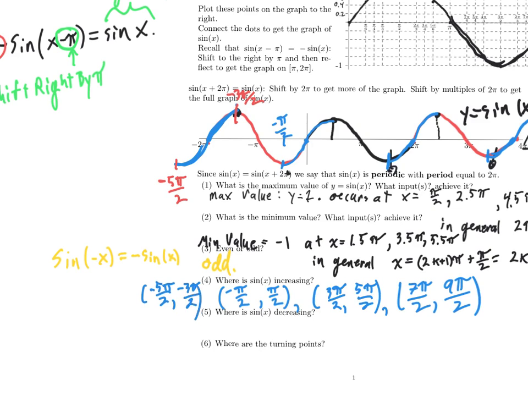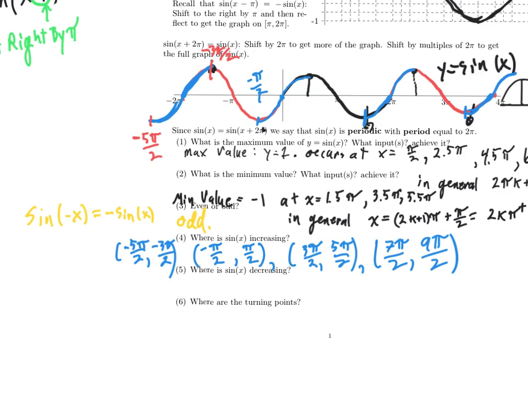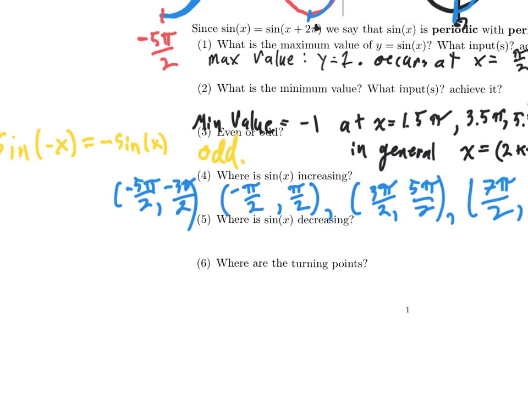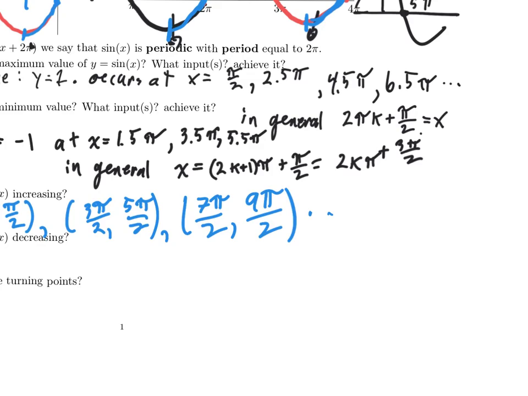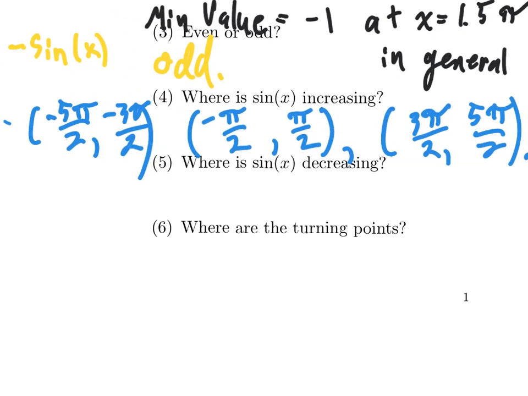Where is sine of x decreasing? Well, apparently it's decreasing the rest of the time. So let's just draw those out. It appears to be decreasing. And let's actually include some dot dot dots. Clearly this pattern extends in either direction. And you could write some sort of formula for those endpoints, but I think we won't.